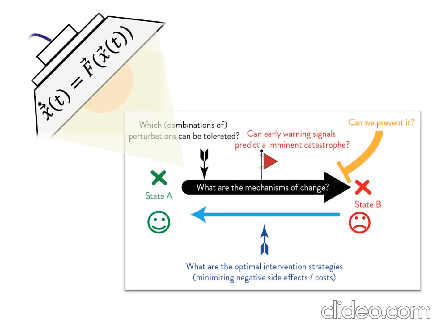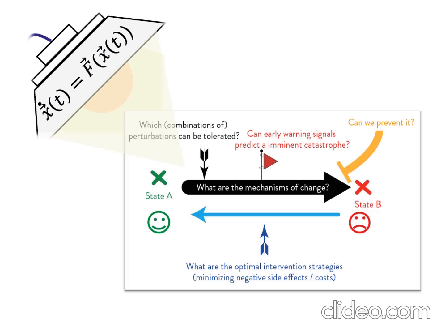Which kind of questions can we tackle with these approaches? If we use our mathematical model representing these regulatory interactions, we can ask many things. For example, what are the mechanisms of change that make us move from state A, maybe a healthy region in the phenotypic space, to state B, an unhealthy region? We can also ask what combination of perturbations can be tolerated by the system without making it move from state A to state B.